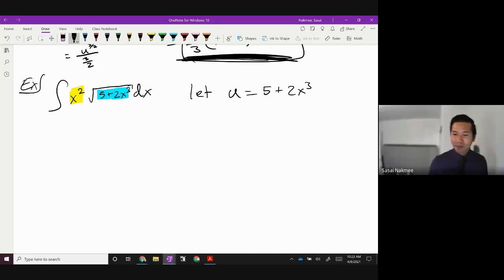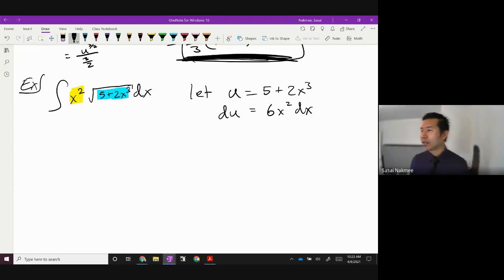All right. Now, after you let u equal to something like that, you go ahead and take the derivative of both sides, right? So take the derivative of u, I'm going to end up with du. The derivative of 5 goes to 0. The derivative of 2x to the third is going to give me 6x squared dx.